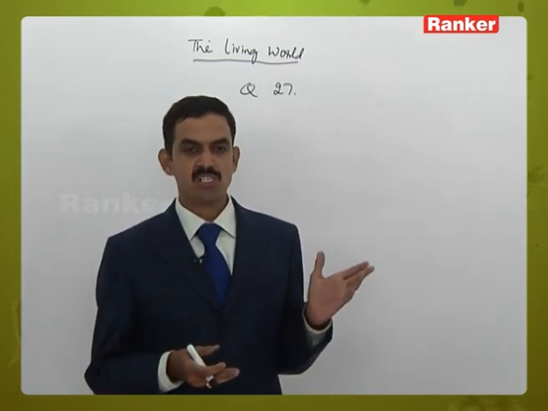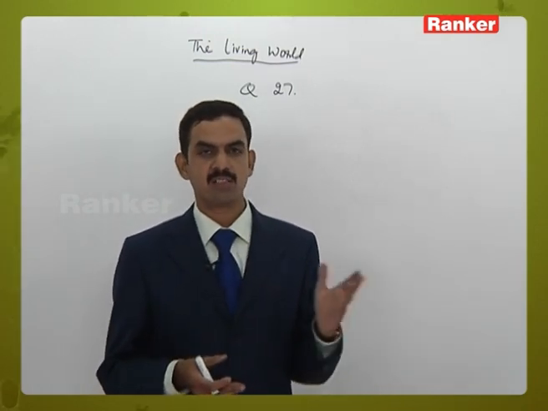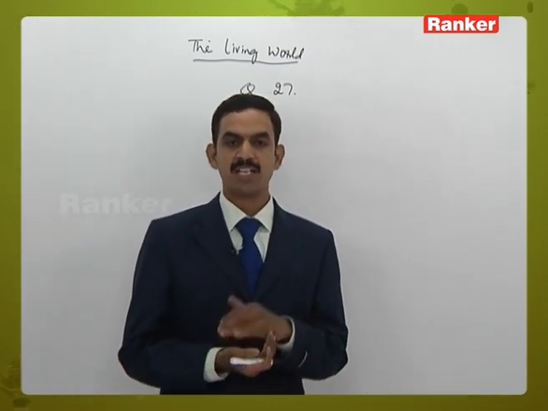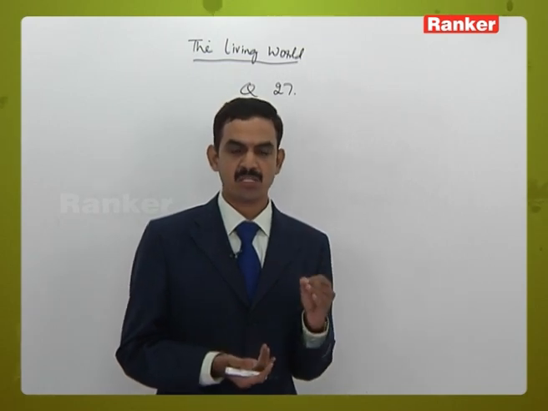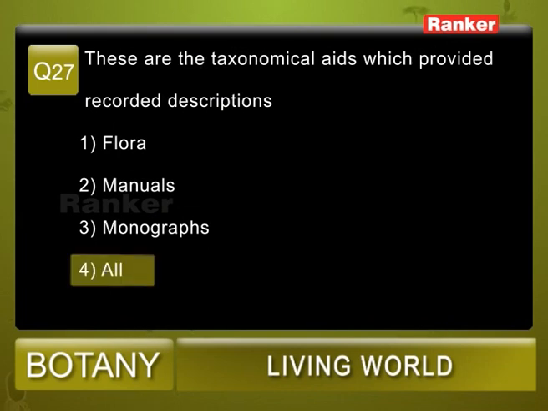Manuals are also related to the individual plants or the plant species. Monographs are also related to the plants. So all these are the taxonomic aids which are helping in the classification and various aspects of the taxonomy. So question number 27, the correct answer is 4.